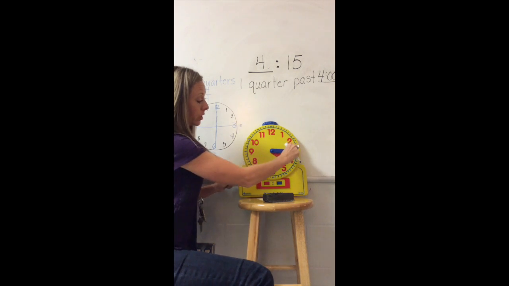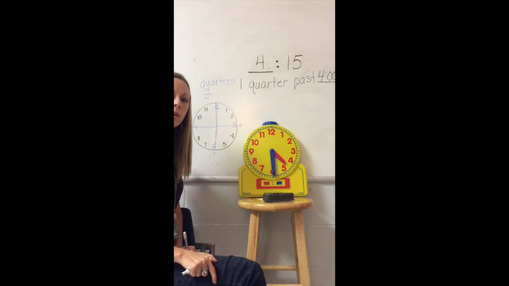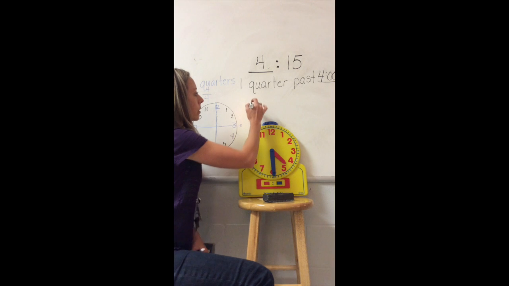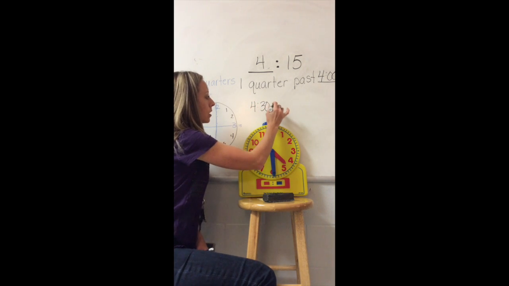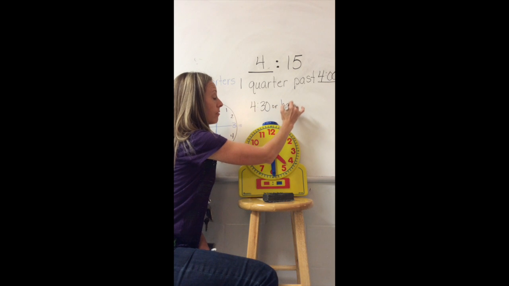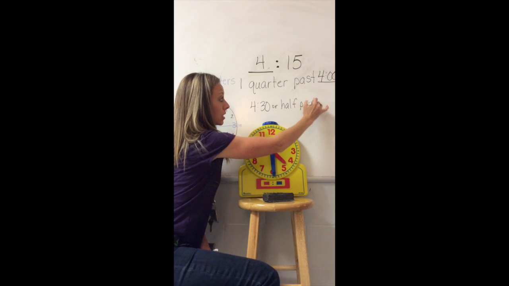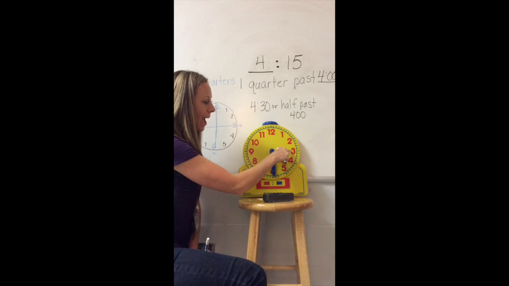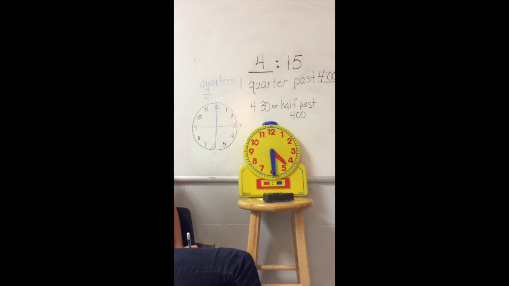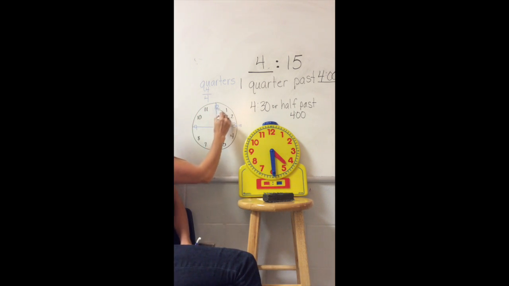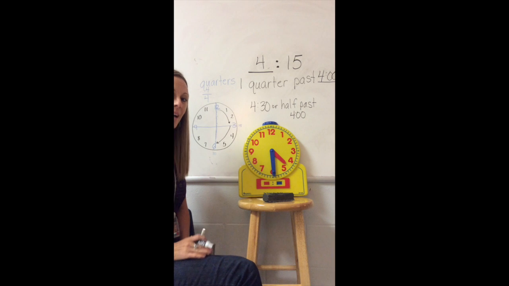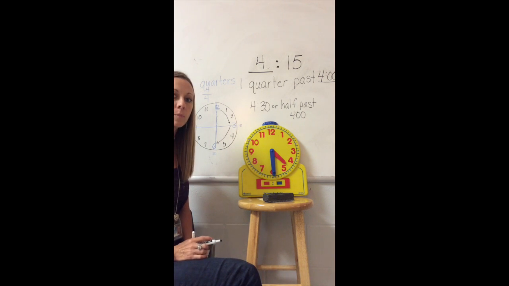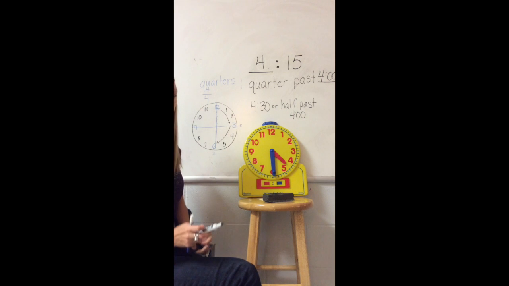Understood? If we go here as a quick review, what's the time? That's right, we have 4:30, or half past 4 o'clock. How many quarters did we go past 4 o'clock? That's 2 quarters past 4 o'clock. We don't usually call it 2 quarters past, we call it half past 4 o'clock.